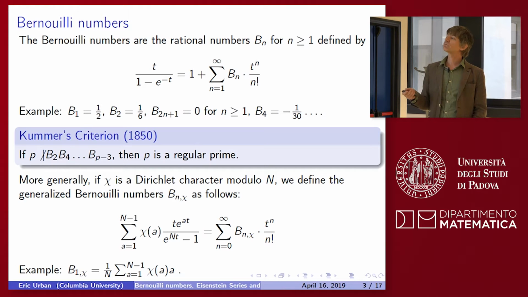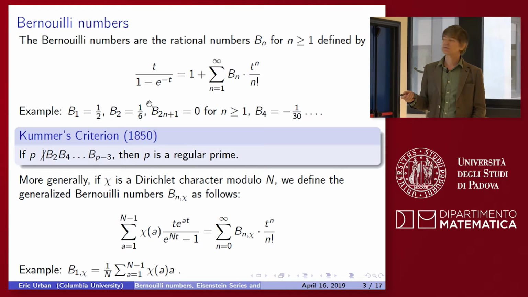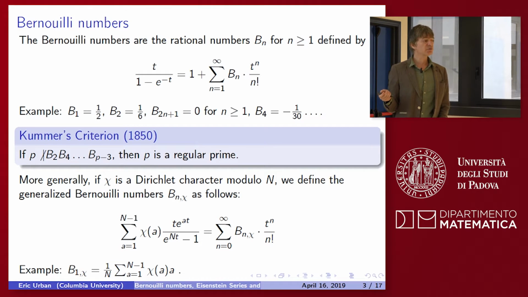So you can compute the first few ones: B_1 equals 1/2, B_2 equals 1/6, then you can check easily that B_{2n+1} is going to be 0, so the odd Bernoulli numbers for n bigger than 1 are zero, and then you have B_4 equals -1/30, and so on. So Kummer proved in 1850 that if p does not divide the product of B_2 times B_4 times ... times B_{p-3}, then p is a regular prime.